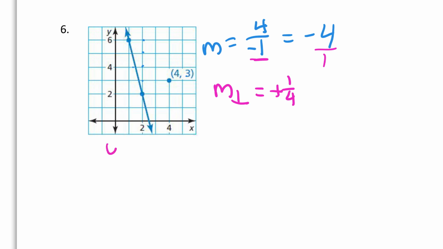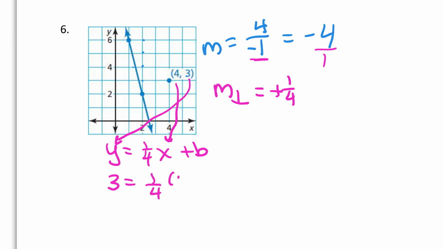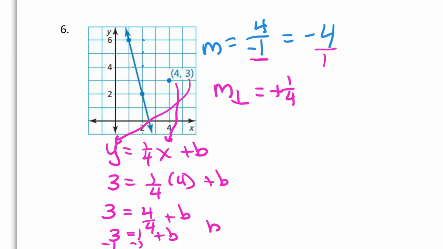I have a point. y is equal to 1 over 4x plus b. 3 goes in for y. 4 goes in for x. 3 is equal to 1 over 4 times 4 plus b. 3 is equal to 4 over 4 plus b. So then I have 3 is equal to 1 plus b. Subtract 1, b is equal to 2. So the equation of my line is y is equal to 1 over 4x plus 2.